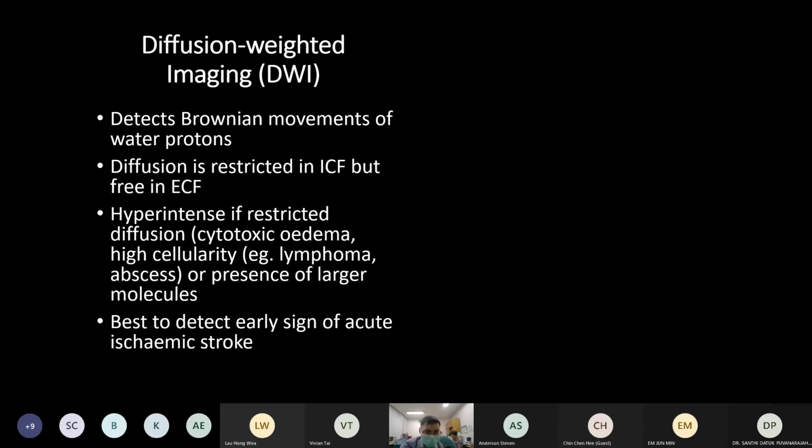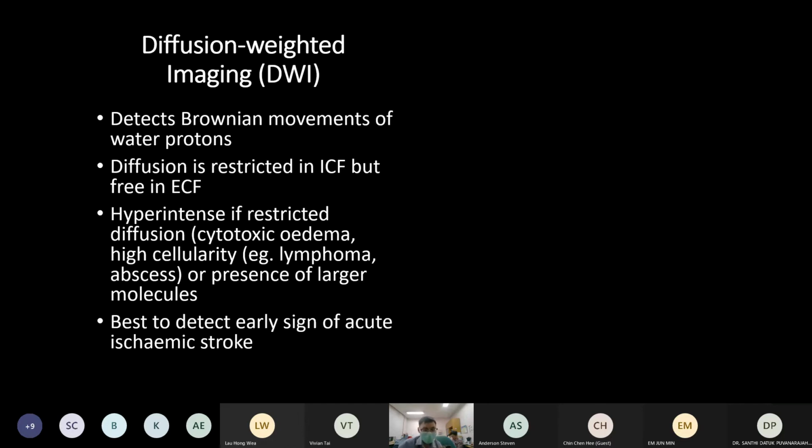So in another scenario, a brain tissue that has high cellularity, for example, lymphoma or abscess, is going to appear bright as well. And if there's any presence of any larger molecule, it's going to appear bright. But the remaining two are not so important. The first importance of the DWI is to detect cytotoxic edema.